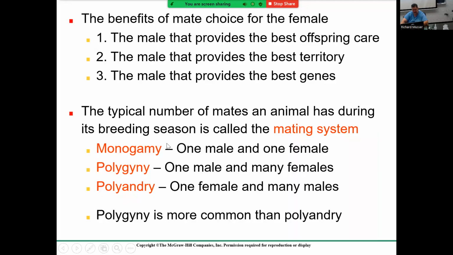Again, it depends on the animal species, but there's all sorts of different mating systems, from monogamy, to polygyny, which is one male and many females, and polyandry, which is one female and many males. This one's a little bit more rare. You don't see this as much. You'll see the others more. And in humans, we would probably call it serial monogamy.